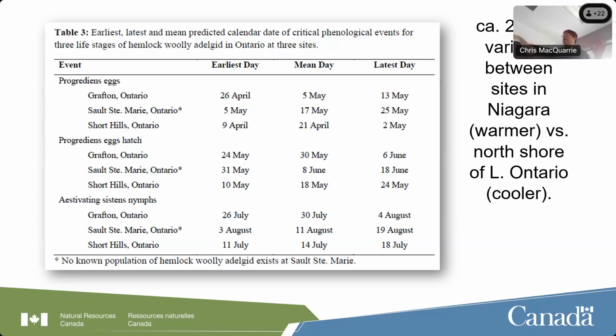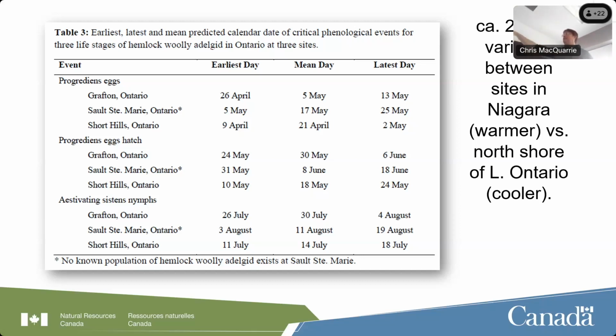And so what we found, there's a really big variation between sites in the Niagara, which is Short Hills, and the North Shore of Lake Ontario, which is cooler. So over a very short geographic distance, there's a huge range of developmental timing depending on where you are and what the local climate is.